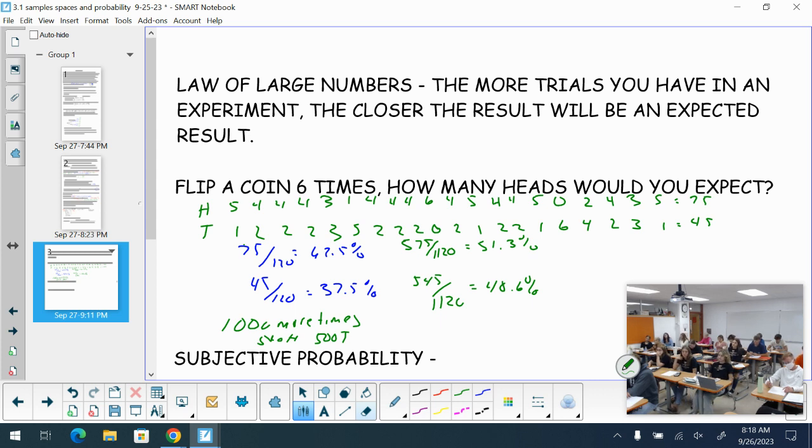We still have a difference of 30 here, but we've increased the number of trials we have. As we increase the number of trials, the closer you will get to what is expected. We expect a 50-50.